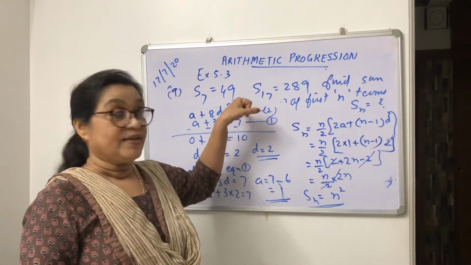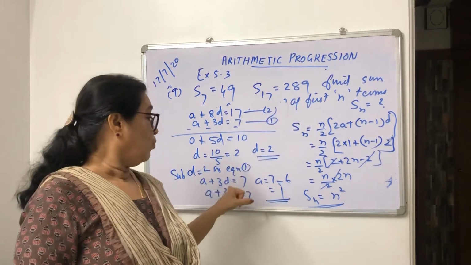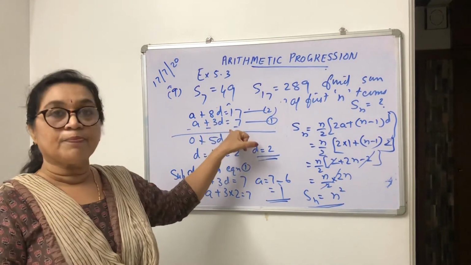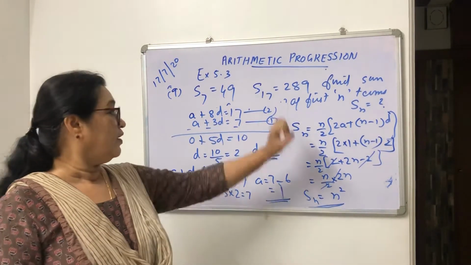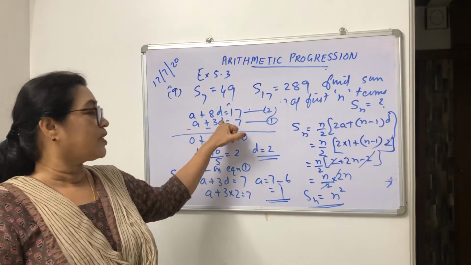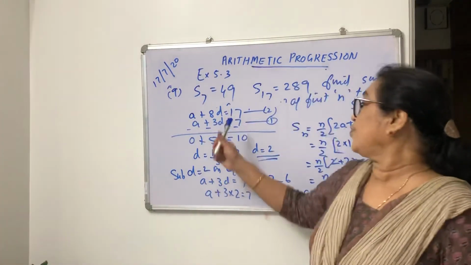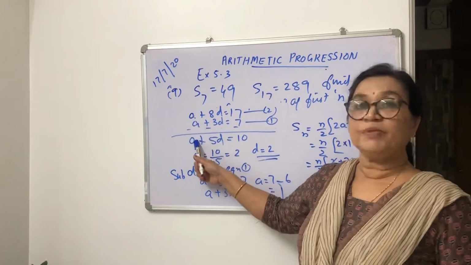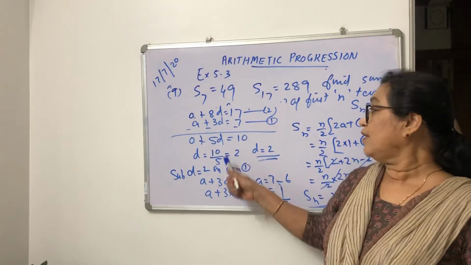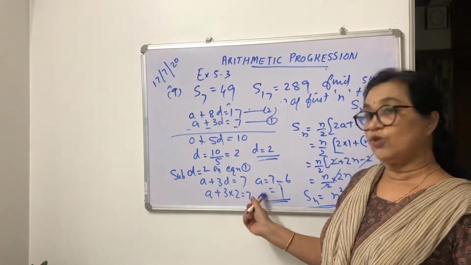S7, then you take S17. When you take S7, you are getting the equation A plus 3D is equal to 7. When you take S17 is equal to 289, you are getting A plus 8D is equal to 17. When you solve both equations, you can eliminate A and you will get the value of D. This value of D, you substitute in any of these equations, and you get the value of A.